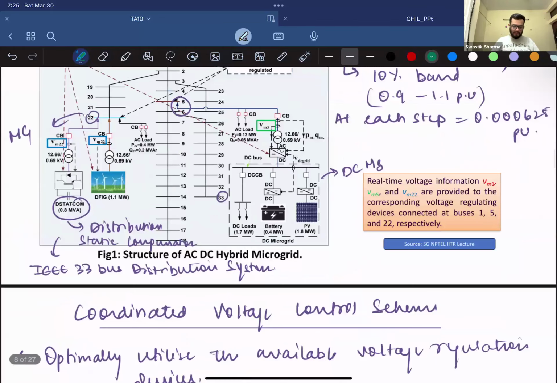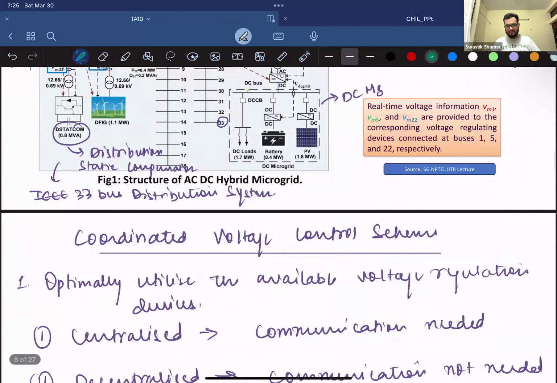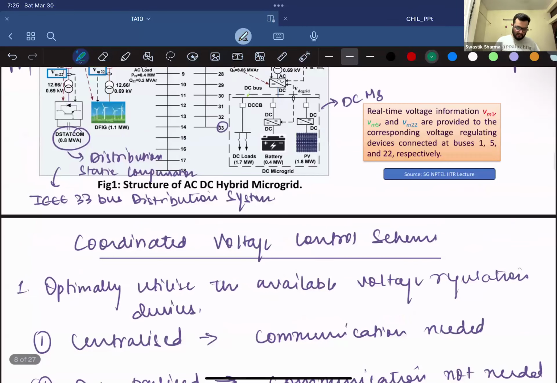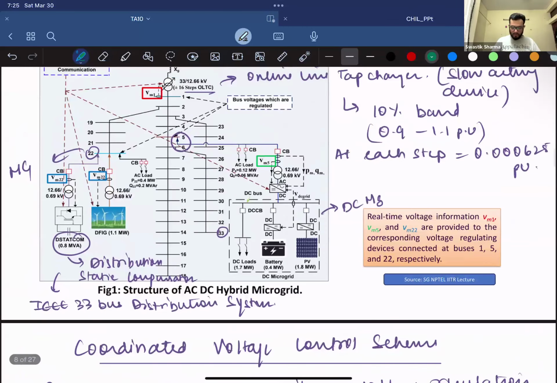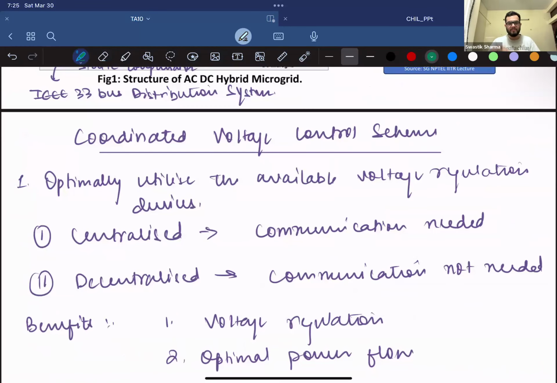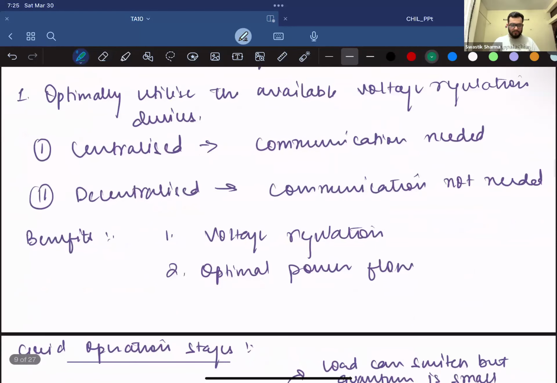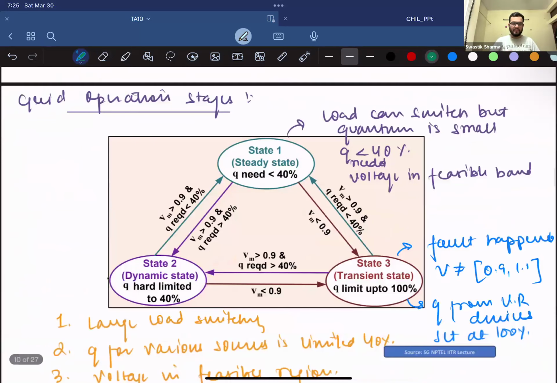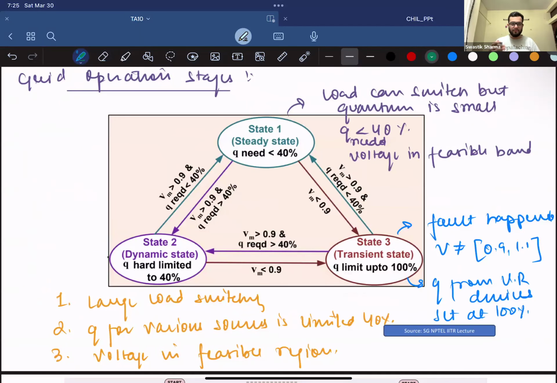This coordinated voltage control scheme consists of two types. One is centralized, the other is decentralized. The one proposed by the instructor is decentralized because it does not require communication. The centralized one would employ communication where a central operator takes charge. We talked about three operating stages of the grid. One is steady state, in which there is load switching, but it is very small. The quantum is very small, and the reactive power needed to meet that switching is very less, which is 40%, and the voltage is in the feasible range.